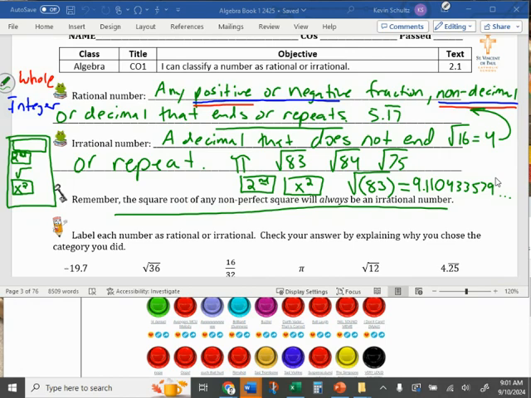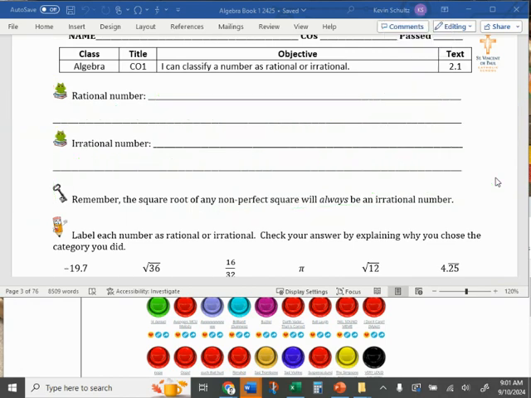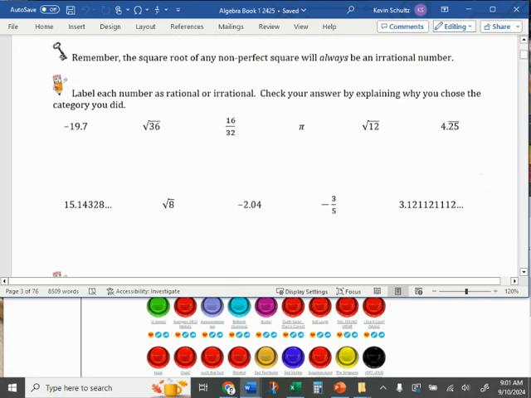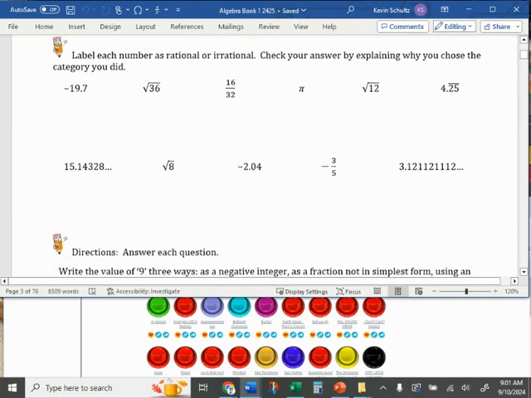Okie doke. Time for you to practice. I think this is a one-pager today. Is it going to be? Yes, it is. It's a one-pager. Way to start the year.